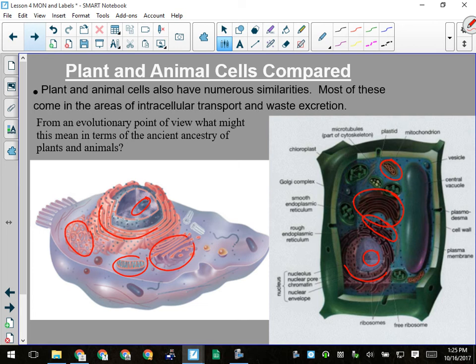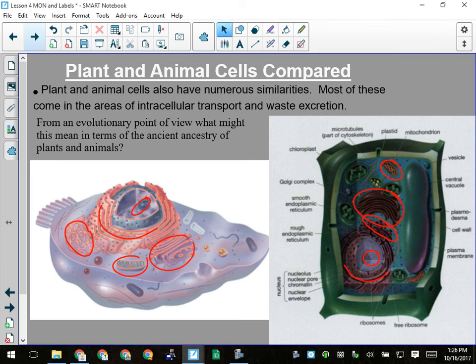If the cell wasn't filled with fluid, what would all the organelles do? Well, they would just fall to the bottom, right? There'd be nothing to support them. They just float within the cytoplasm of the cell. So a cell is filled with a fluid called cytoplasm, both plant and animal. There are various small vacuoles within each, but yeah, we've got a lot of things that are similar.